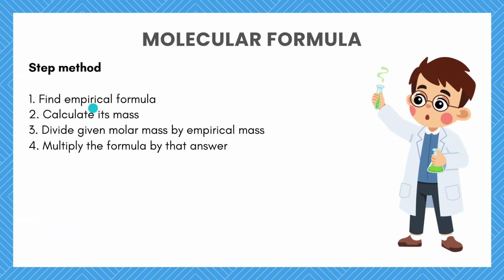Step number one would be to find the empirical formula. So let's go ahead and take that off the box. Step number two would be to calculate its mass, that is the empirical formula mass. Let me write that down. Empirical formula mass. That would be to calculate it. And then thirdly would be to divide the given molar mass by the empirical mass. Don't worry, I'm going to show you how all these can be carried out. And then multiply that formula by the answer. So enough talking.